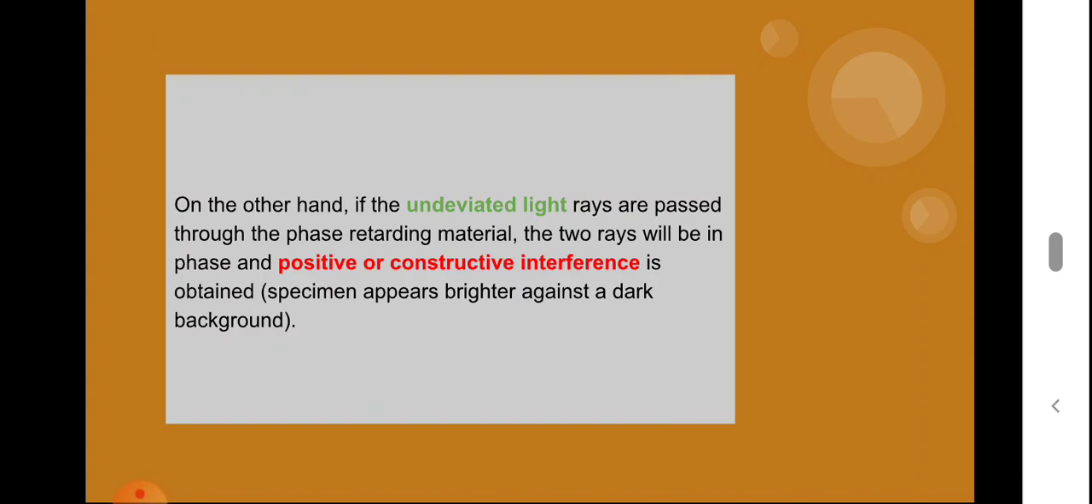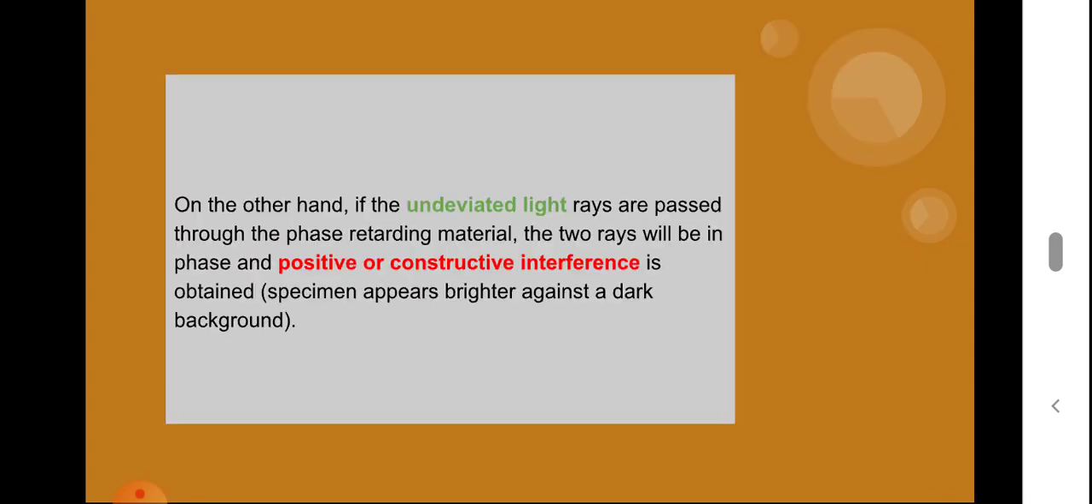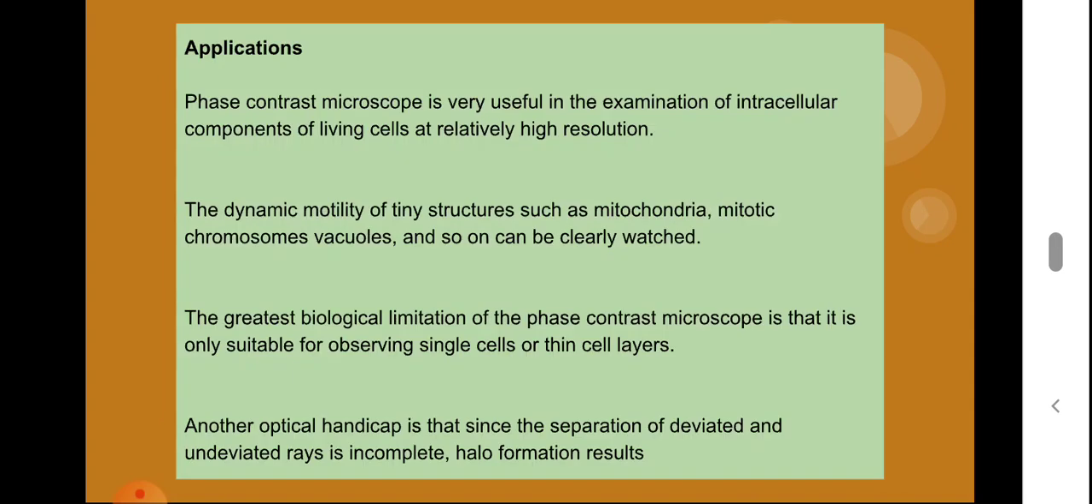So here the specimen will appear brighter against a dark background. In the other case, the specimen appeared darker on a brighter background, but here the specimen appears brighter against a darker background. The background will be dark and the specimen will be bright. This is the case of light rays which are undeviated passing through the phase plate.